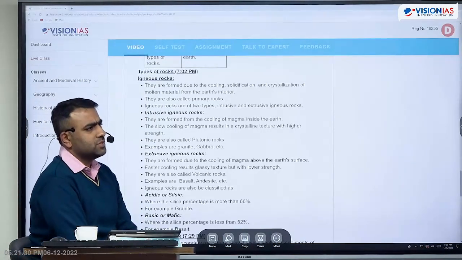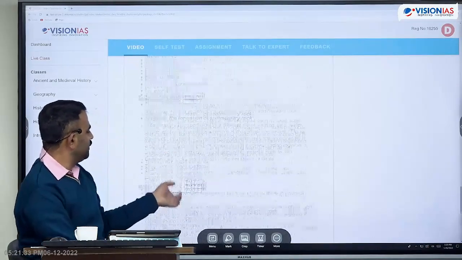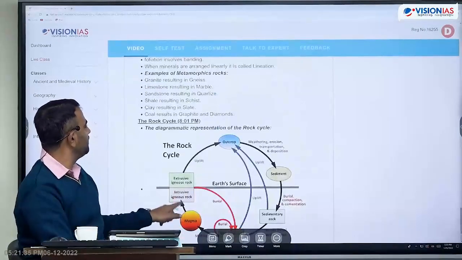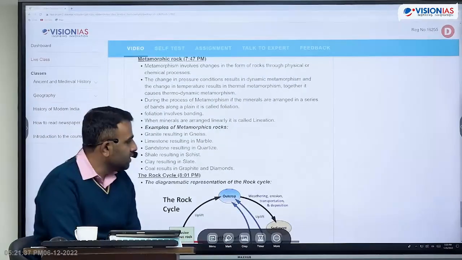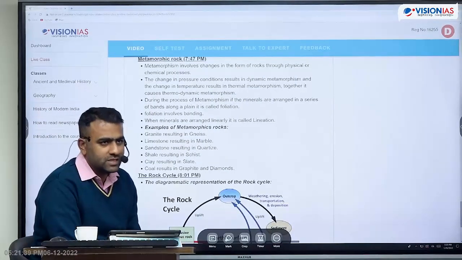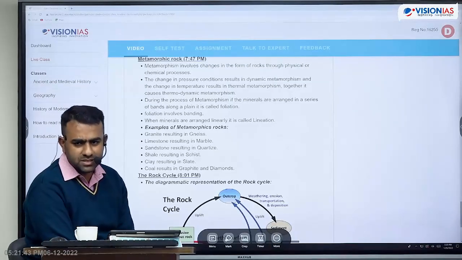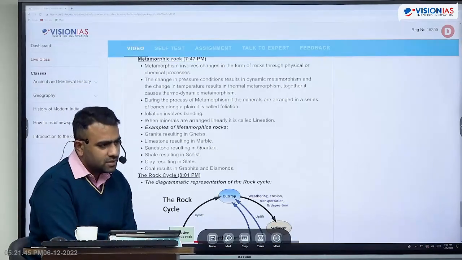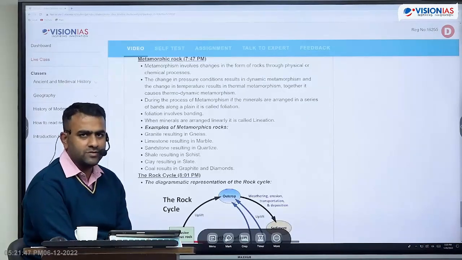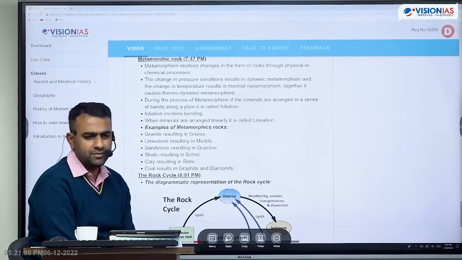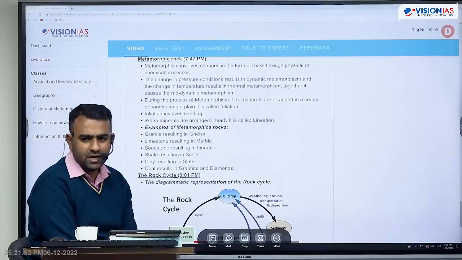Metamorphic rocks are those rocks which change their property from the original rock. That is what we call metamorphic rocks. The change due to the change in the pressure condition is called dynamic metamorphism. Change in temperature is thermal metamorphism. Together it is thermodynamic metamorphism. Metamorphism involves foliation, lineation. These are a few processes. So banding कहाँ पर होता है?